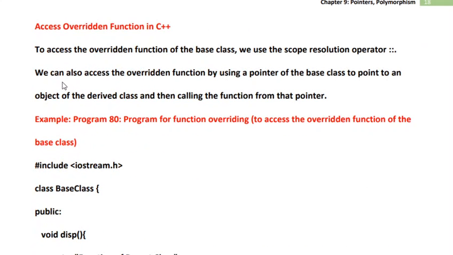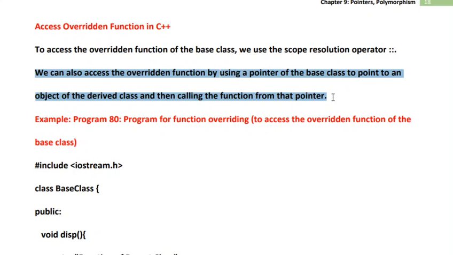Now, accessing the overridden function in C++. To access the overridden function of the base class, we can use the scope resolution operator. We can also access the overridden function by using a pointer of the base class to point to an object of the derived class and then calling the function from that particular pointer.